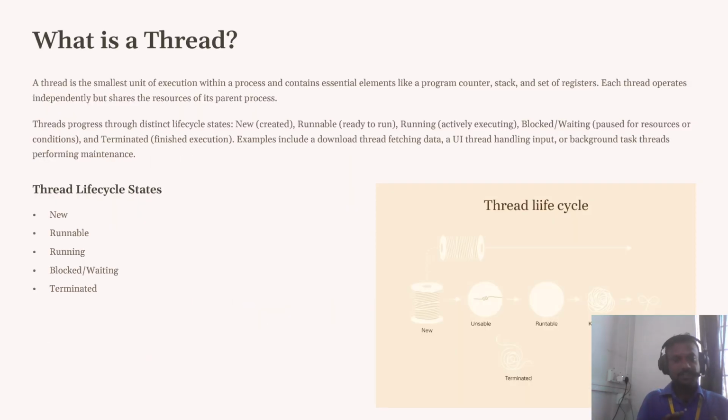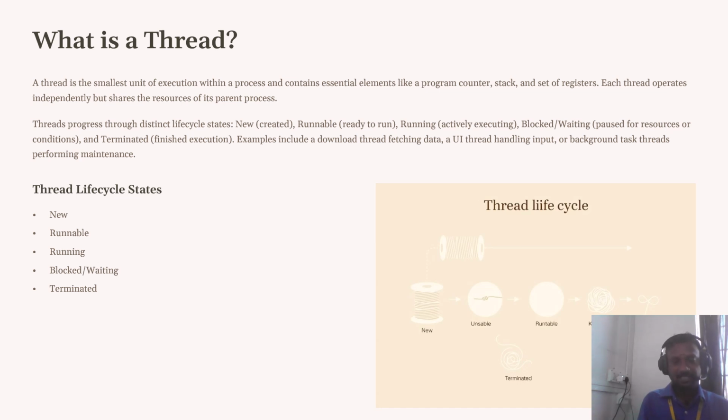Next we are going to see what is meant by a thread. We saw in the first slide that in multi-threading we can execute more than one task at the same time. So what is meant by a thread? A thread is the smallest unit of execution within a process, and it contains essential elements like a program counter, stack, and set of registers. Each thread operates independently but shares the resources of its parent process.